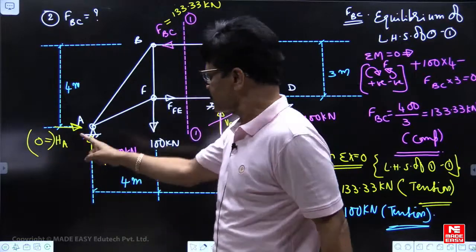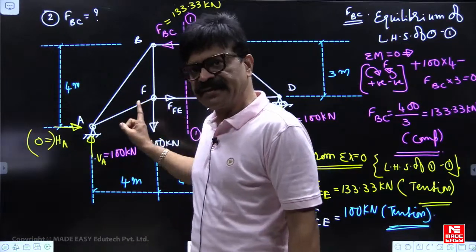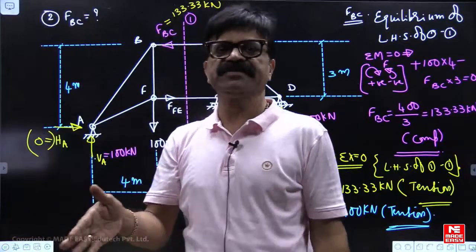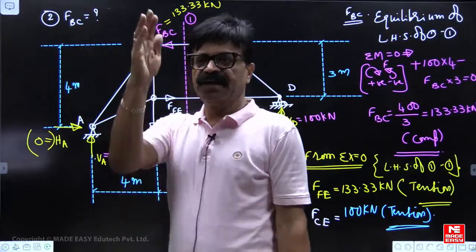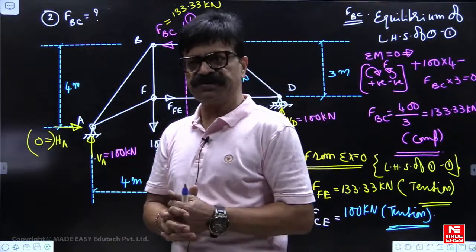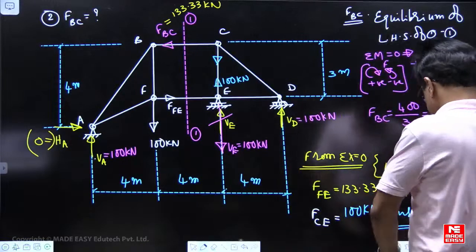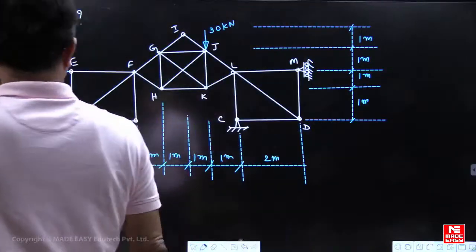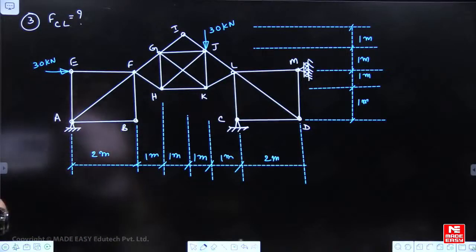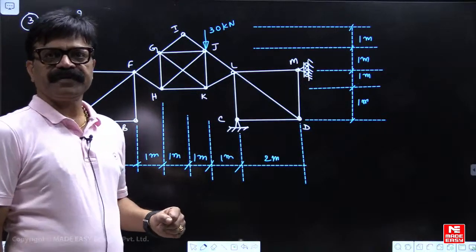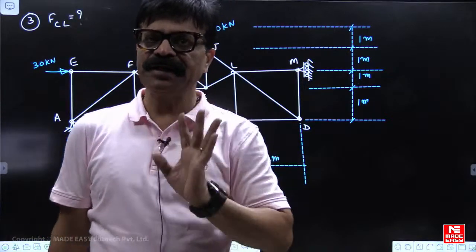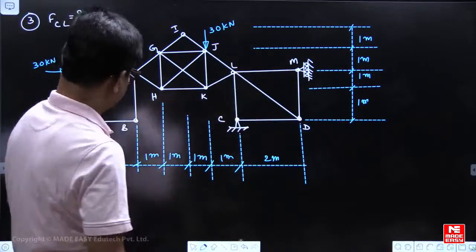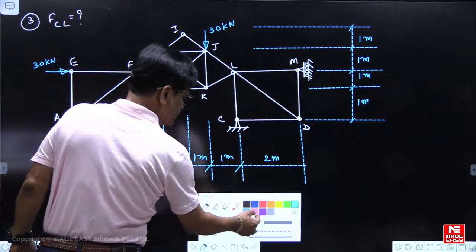But the first task is to count how many reactions are there. Based on that, how many equations, how many methods of sections, how many cut sections we have to use, you should decide. Okay. Now let us see this one. Force in the member CL we want. That's what is the question. Allotted time 1 minute. First check how many reactions are there. How many reactions are there in this truss?